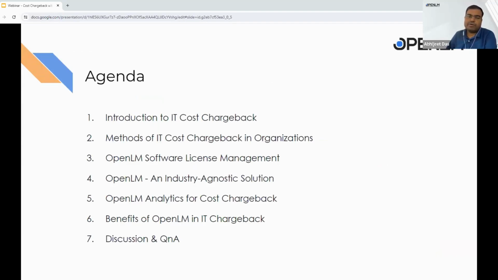Okay, so this is the agenda for today's interactive session on cost chargeback. We'll talk about what exactly IT cost chargeback is, how it works, the different methods that organizations can use for chargeback policies, then how OpenLM can help you with the entire cost chargeback implementation and the entire process in your organization. So let's start.